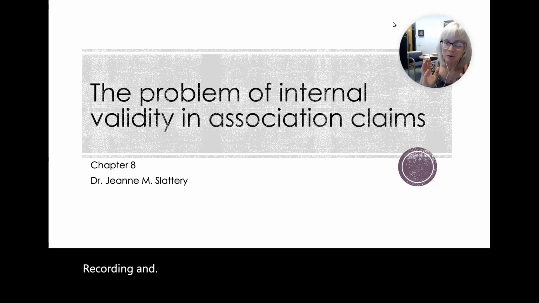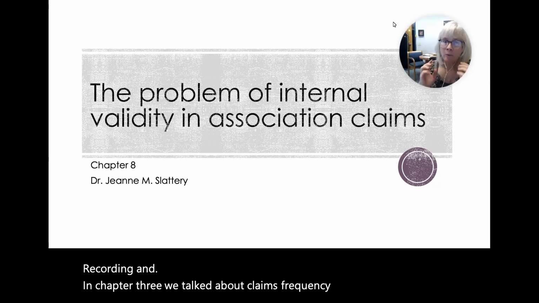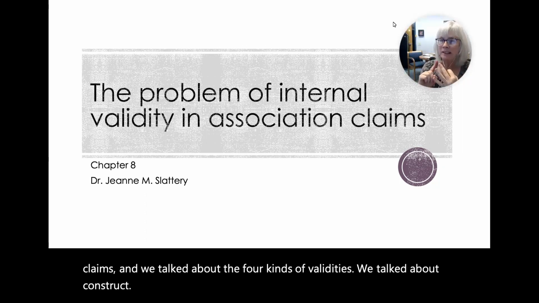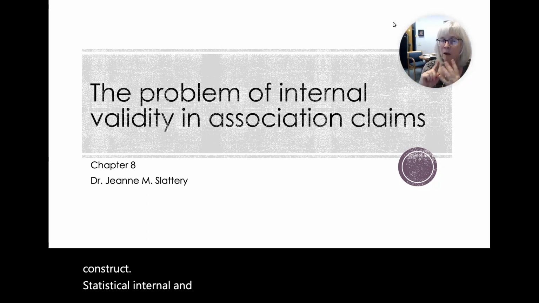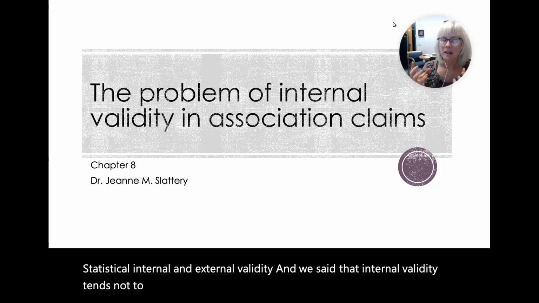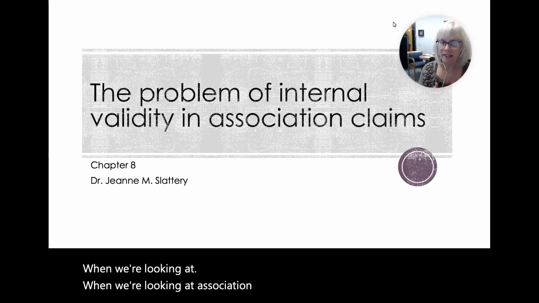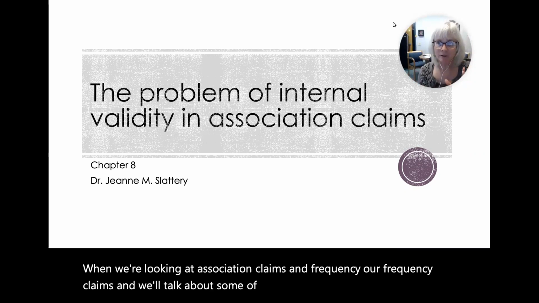In chapter 3, we talked about claims: frequency, association, and causal claims. And we talked about the 4 kinds of validities: construct, statistical, internal, and external validity. And we said that internal validity tends not to be emphasized when we're looking at association claims or frequency claims. And we'll talk about some of that here and why that might be the case.